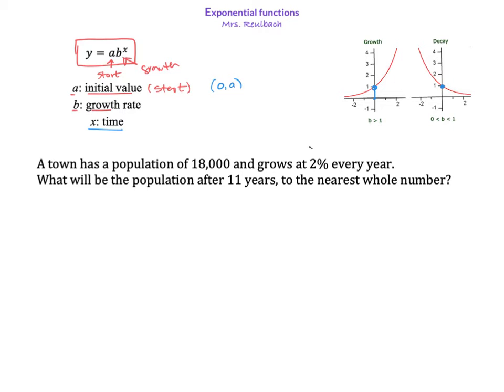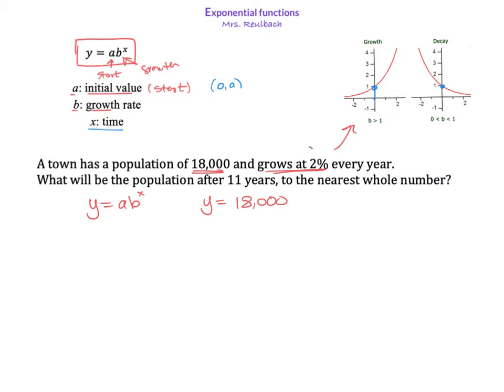So for the first example, a town has a population of 18,000. So this right here, 18,000, is your start. You start at 18,000. So we have y equals ab to the x. Since we start at 18,000, we know that our start value is 18,000, and it grows. So if it grows, that means it's getting bigger, and that is exponential growth. And so we want to know what the population will be. So if it's growing, we need to know the growth rate.